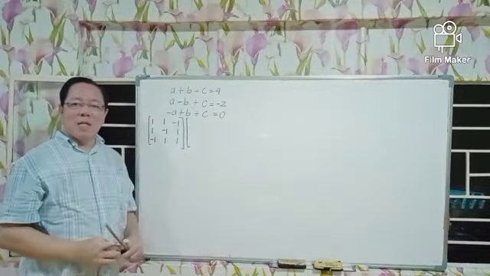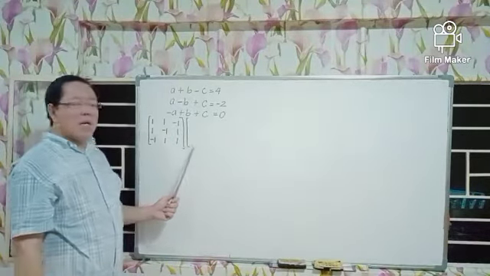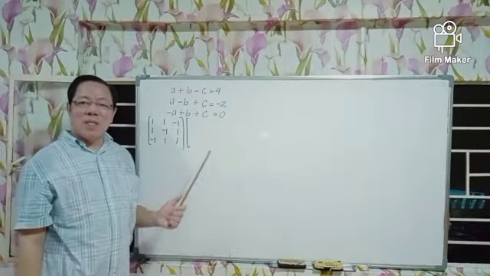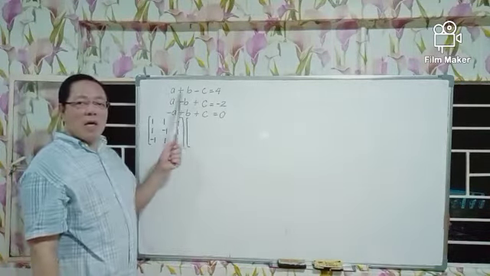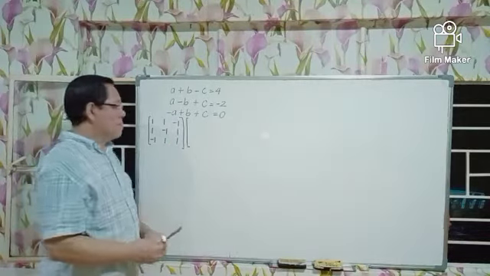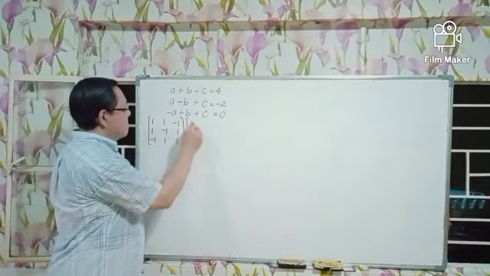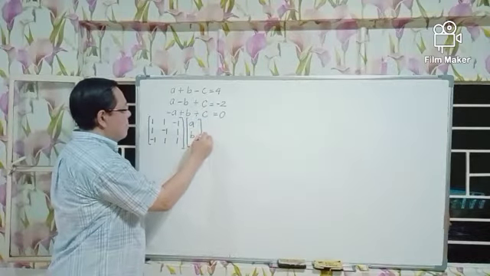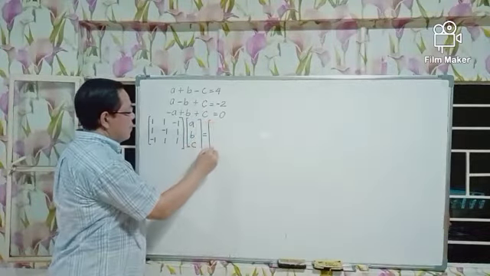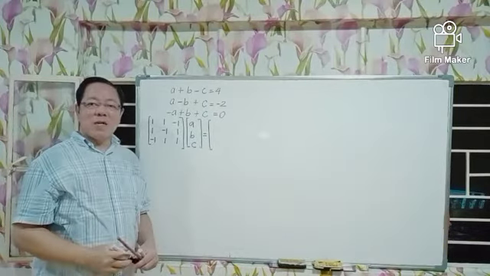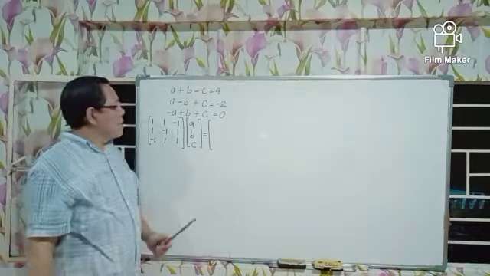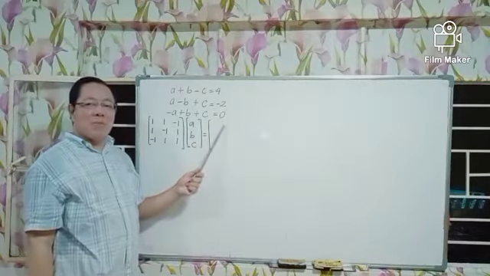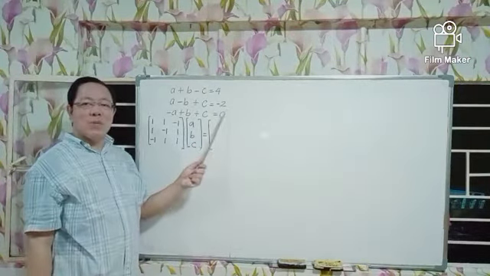And we multiply this 3 by 3 matrix by a column vector whose entries are the variables in the given system of linear equations: a, b, c. The right-hand side of the matrix equation is another column vector whose entries are the constant terms of the equations: 4, -2, 0.